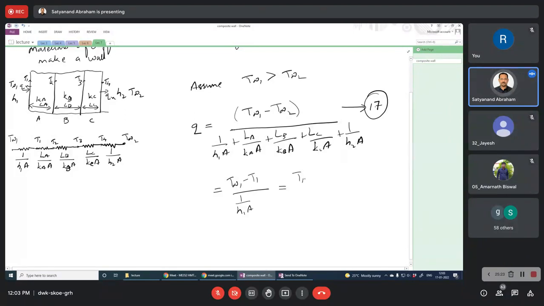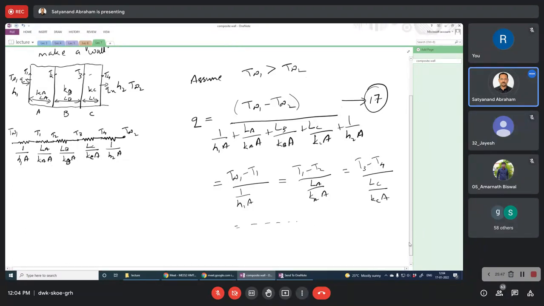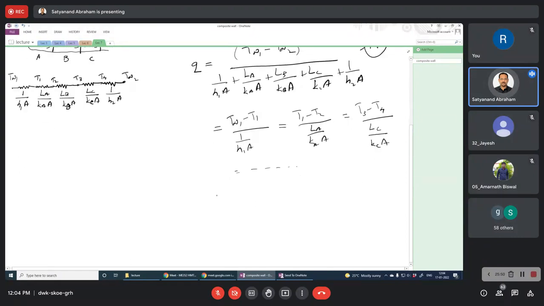The heat flux is going to be the same throughout. Or you can write T1 minus T2 divided by LA by KA into A. Maybe you can write T3 minus T4 divided by, meaning this section, LC by KC into A, and so on. So what we said previously was the partial potential divided by the thermal resistance over that particular range.